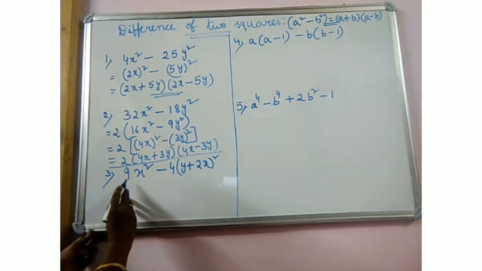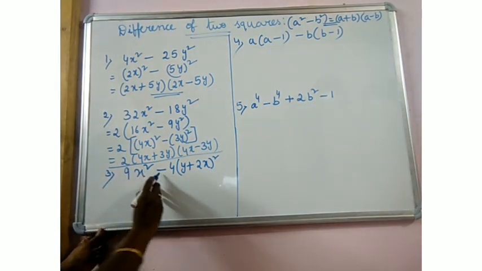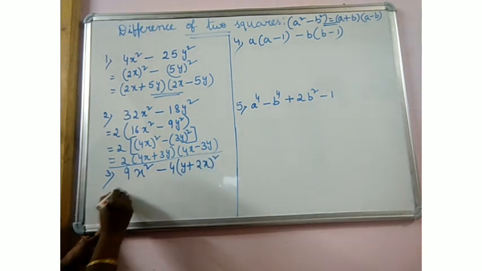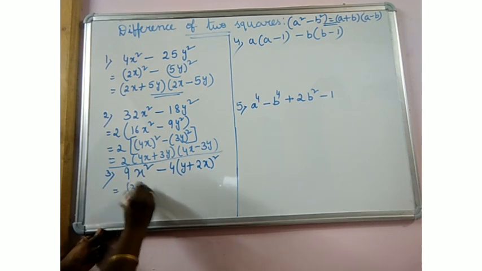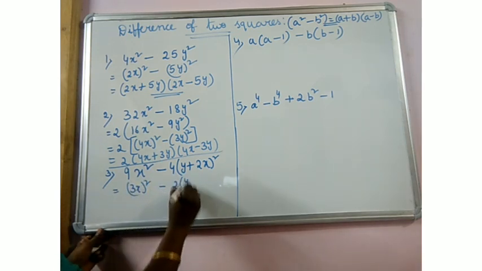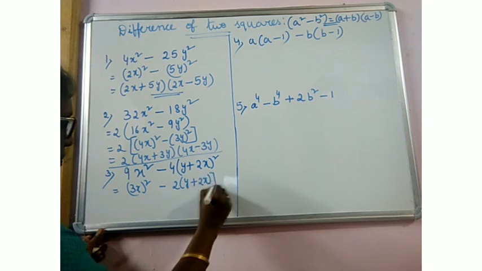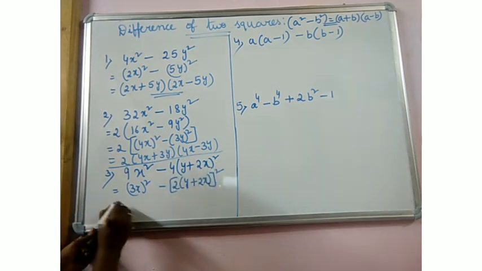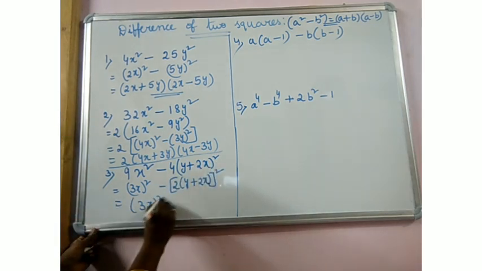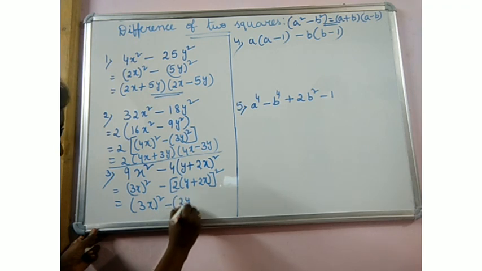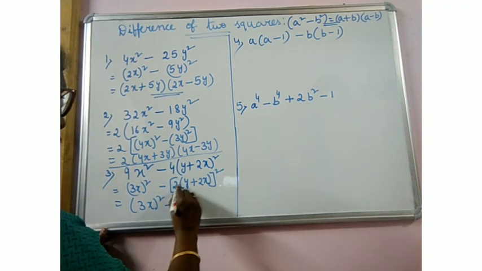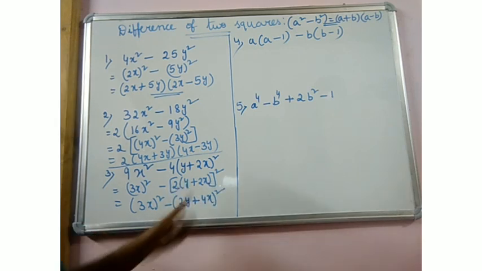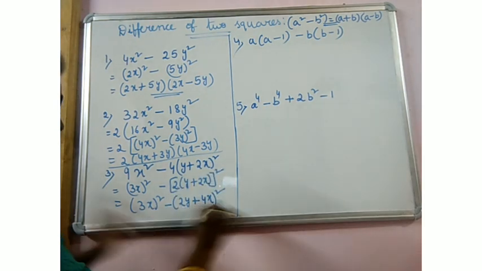Okay? Now the third one, 9x square minus 4 into y plus 2x whole square. No common factor, but this is equal to 3x whole square minus 2 into y plus 2x whole square. Already y plus 2x whole square is there, and 4 means 2 square. That means 3x whole square minus, we can open the 2: 2 into y plus 2x, that is 2y plus 4x, whole square. Any problem?